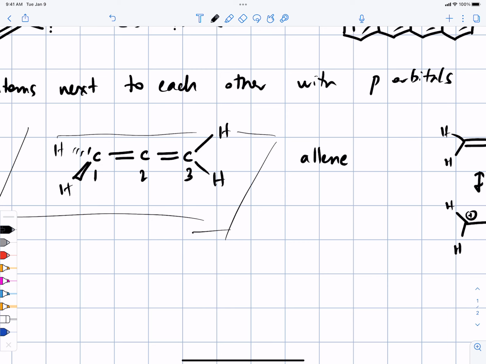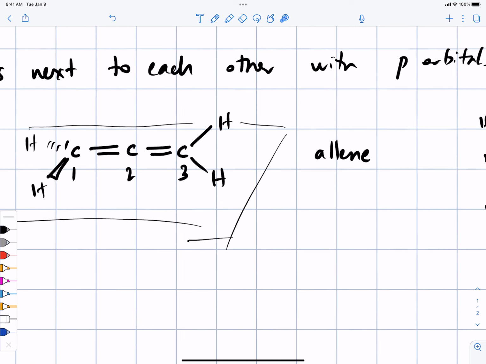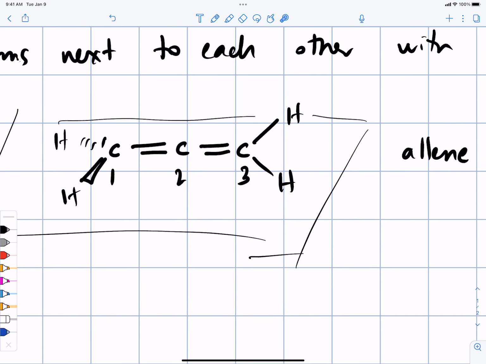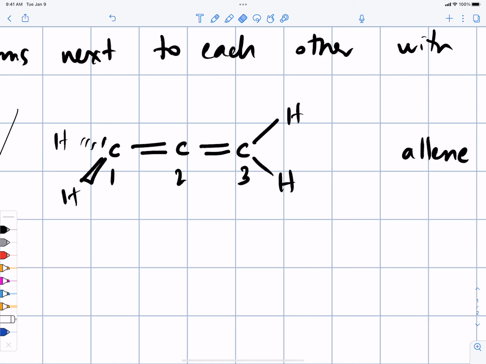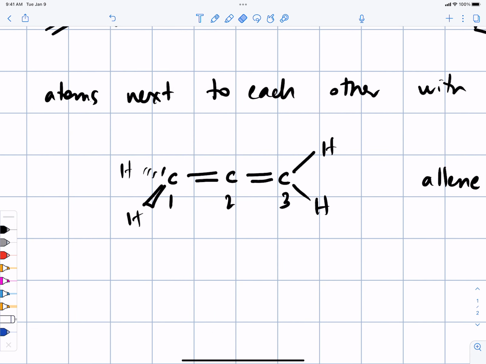But I guess what I mean is, I asked the question, are carbons 1 and 3 conjugated to each other? Go ahead. I'd say no, because the p orbital on 1 is in the plane of the page, but on 3 it's running in and out of the page. Okay, good. How do you know that? It's where the hydrogens are at. All right, where the hydrogens are at.